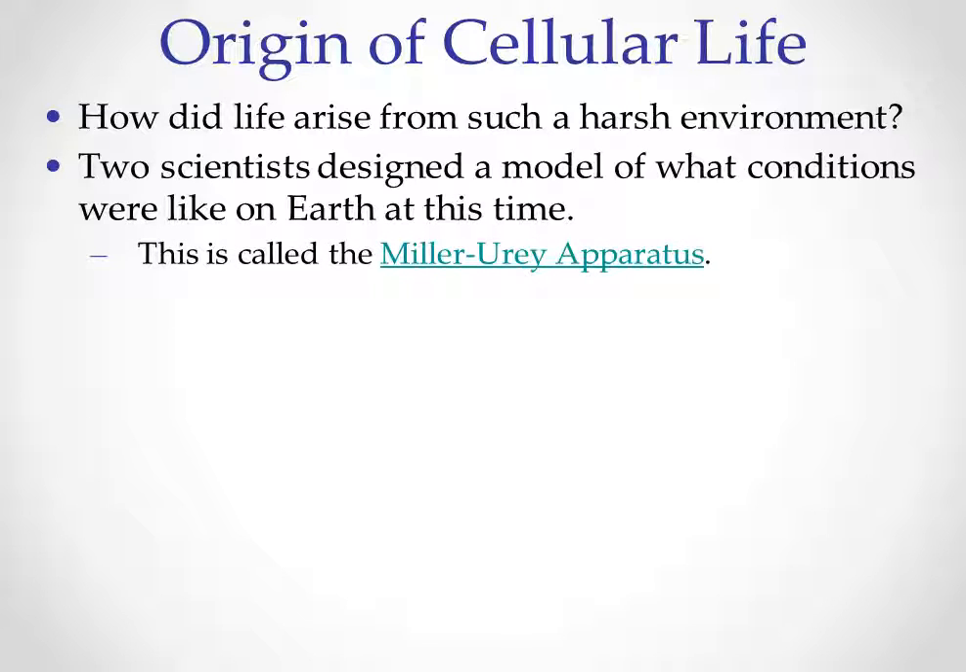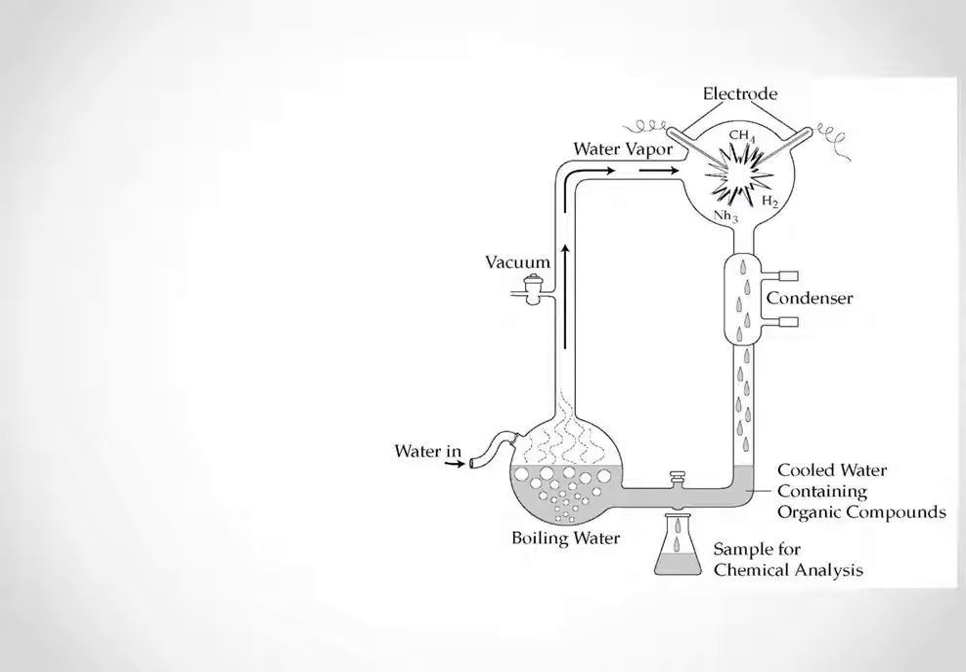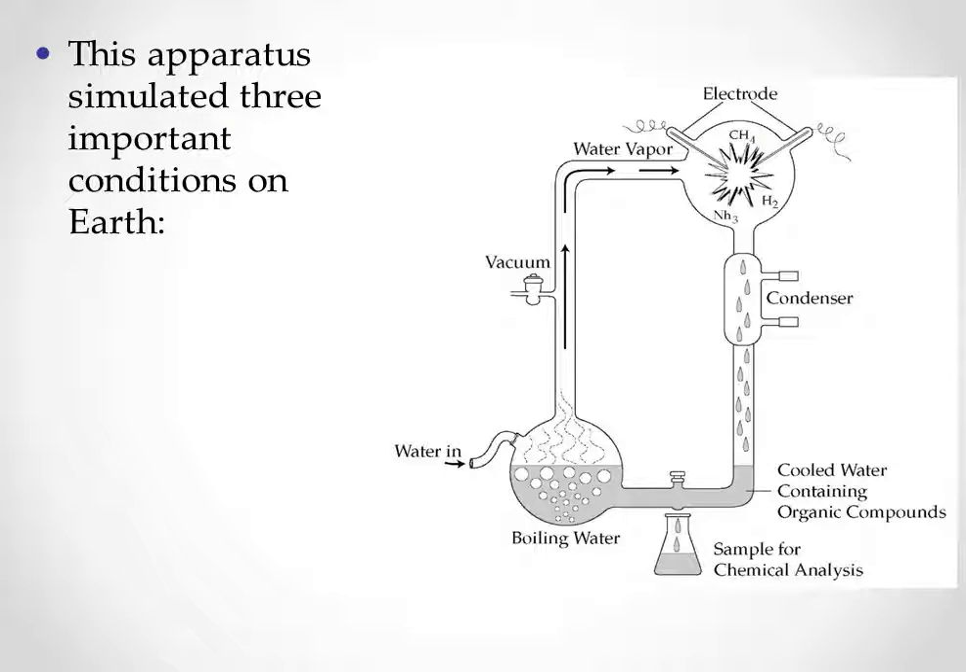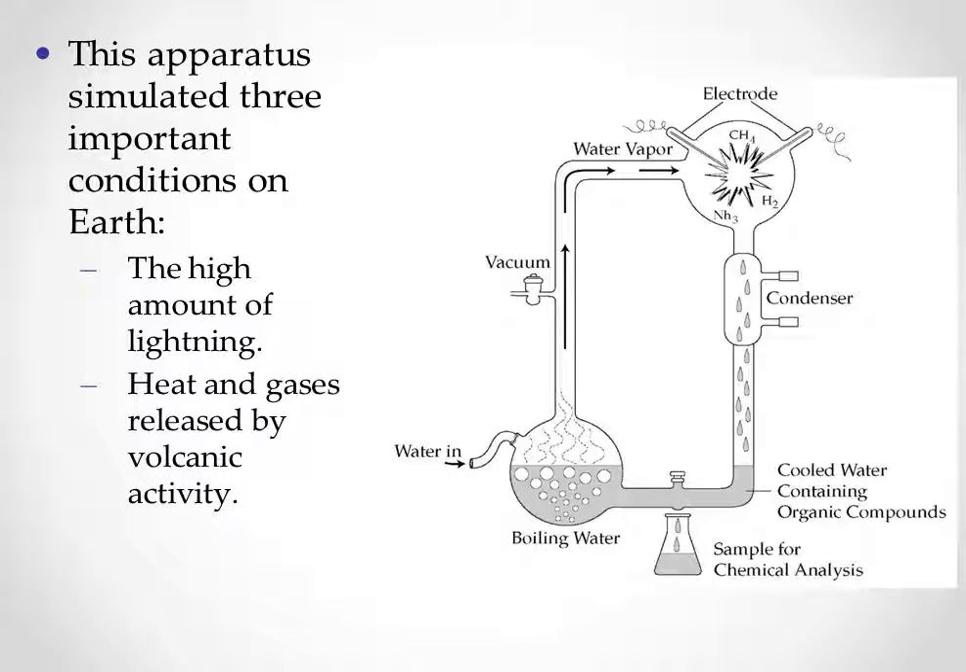Stuff. Okay, so it wasn't a very nice place to live. So how in the world did life? So they use this apparatus. Okay, so this apparatus basically simulated three very important conditions on Earth. Okay, lots of lightning, lots of heat, lots of gas from volcanic activity, and then of course there was water vapor. Okay, so what they did is they had electrodes.